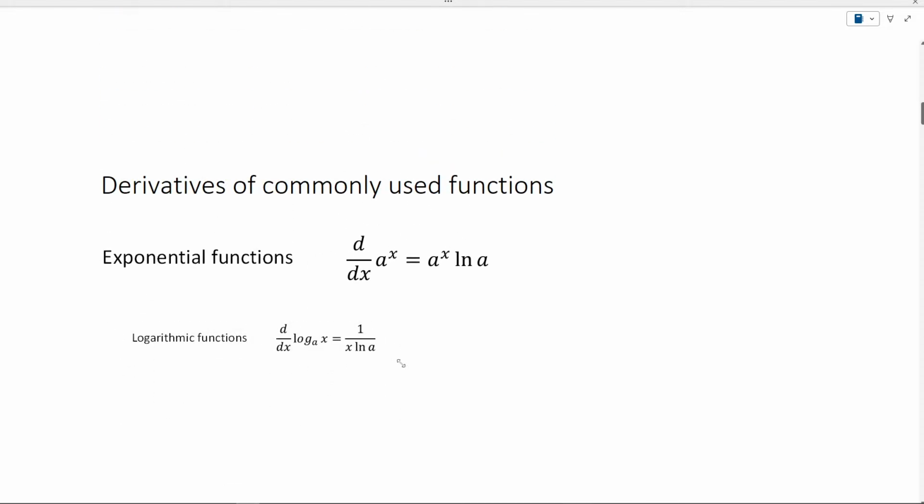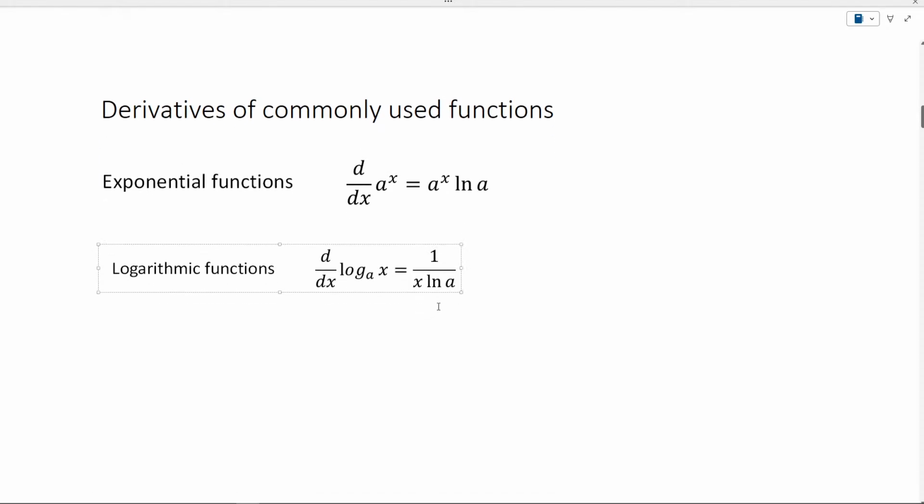Here's another one, a logarithmic function. What is the derivative of log to the base a of x? That is 1 over x, and then ln of the base. If the base is e, that would be 1 over x. That would be a special case of this rule, because ln e is 1. So that would be 1 over x.